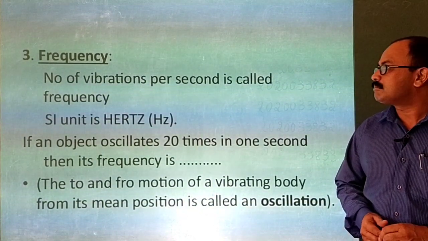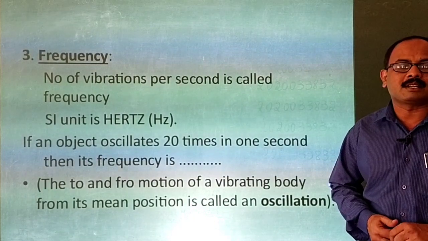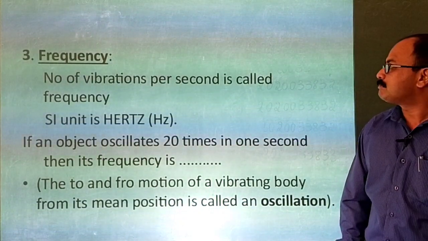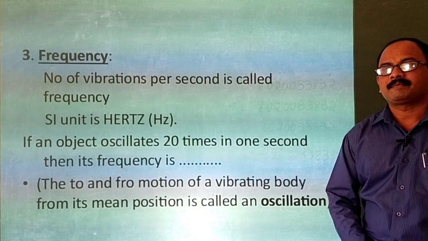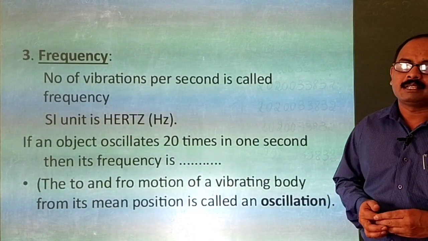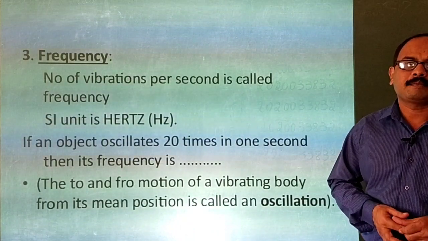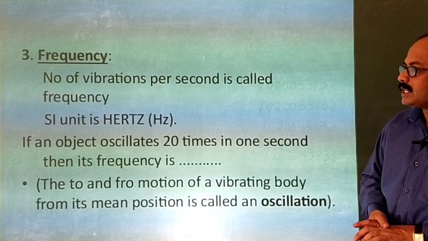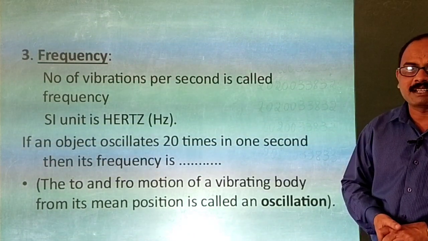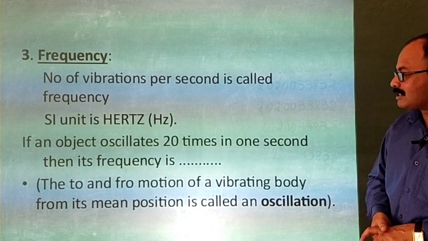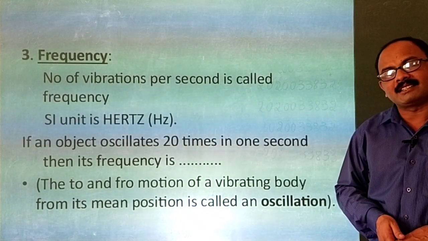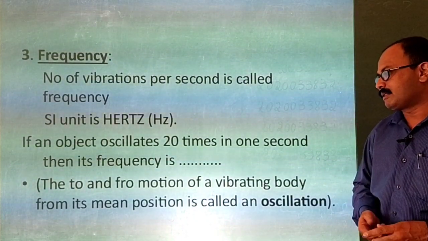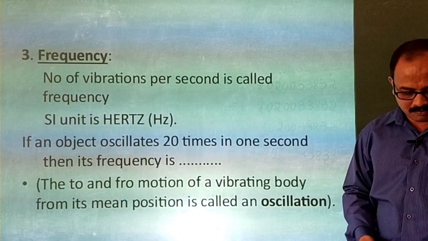Number of vibrations per second, we have taken this because it is related to sound, and sound is produced by vibrating objects. The number of vibrations per second is called frequency. The SI unit of frequency is hertz, in short written Hz. If an object oscillates 20 times in 1 second, then its frequency is 20 Hz. That's the answer, children. The to and fro motion of a vibrating body from its mean position is called oscillation. We have discussed these things, students.